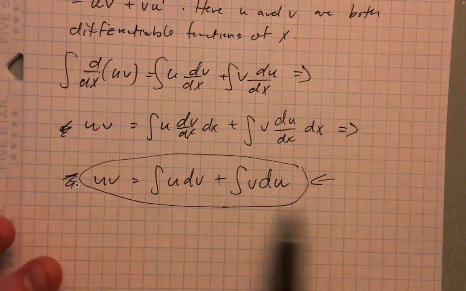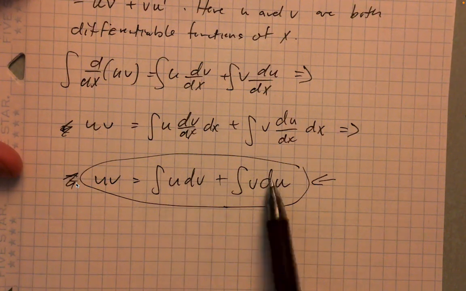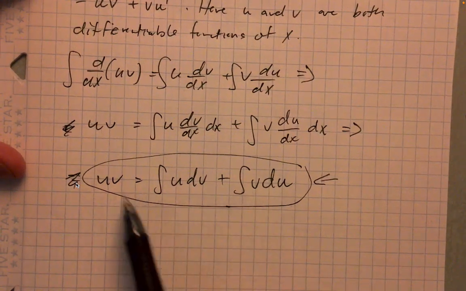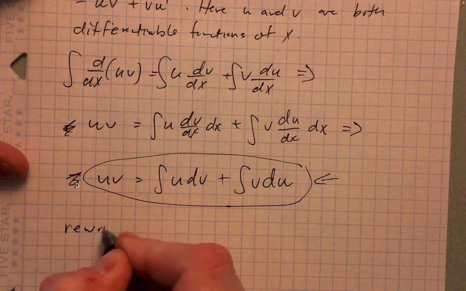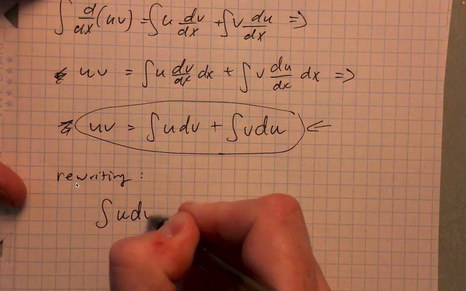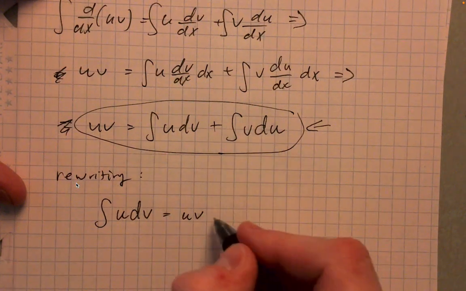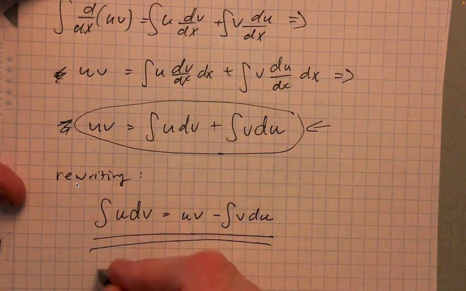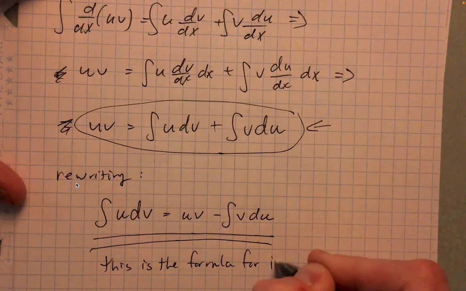This is basically what integration by parts is all about, slightly rewritten. We write the integral of u dv as equal to these other two pieces. Rewriting, we'll have the integral of u times dv is equal to u times v minus this part. And this is the formula for integration by parts.